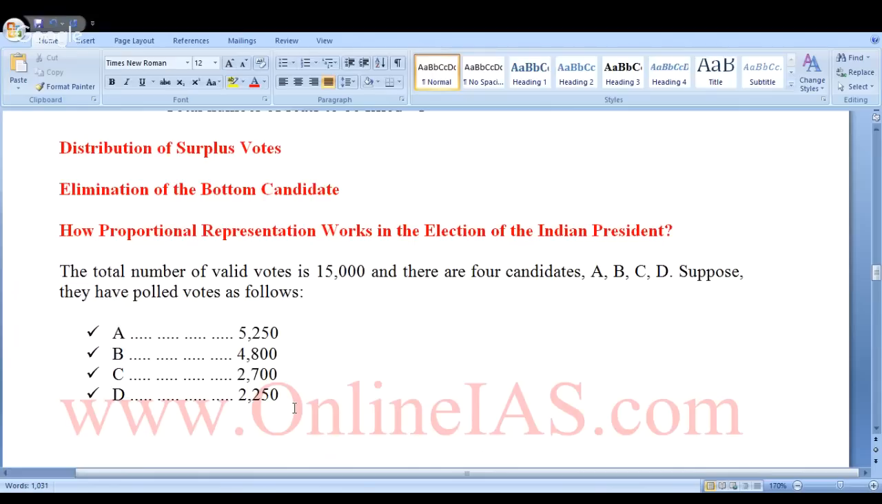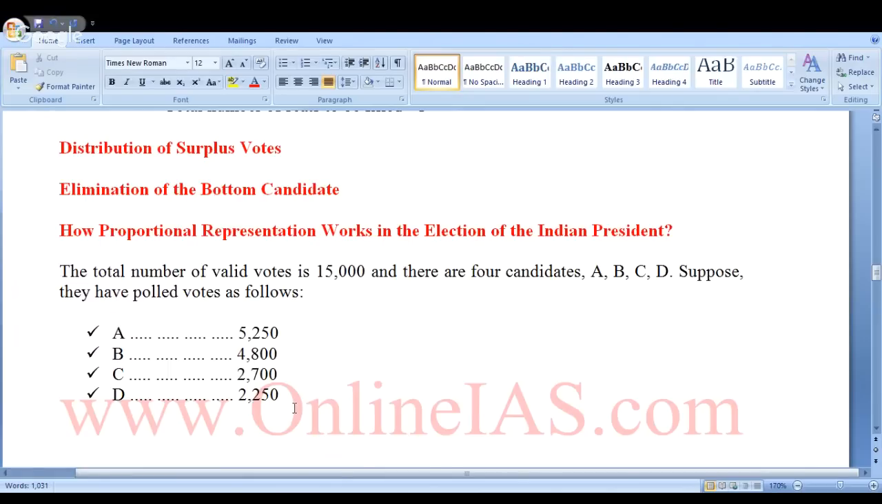Am I clear? When I say A got 5,250, it does not mean that A was not given second preference. A first preference is equal to 5,250. B first preference is equal to 4,800. C first preference is equal to 2,700. D first preference is equal to 2,250. The people who gave first preference to D definitely have given second preference to either A or B or C. That all depends on the interest of the people, how exactly they have given.